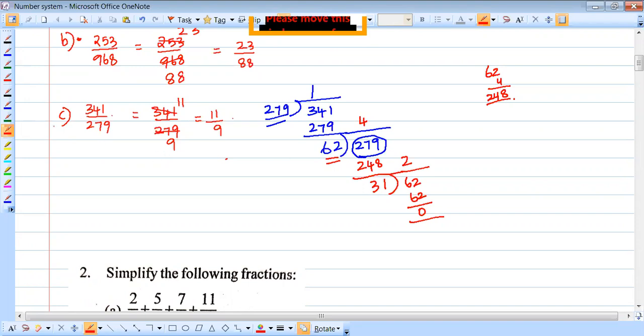Then which one becomes your common factor? This is your common factor. 31 is your common factor. Hope you all understood how I got the common factor for the two numbers. Do you all understand clearly? For any numbers, can you find the common factors by using this method? Yes, it is possible.